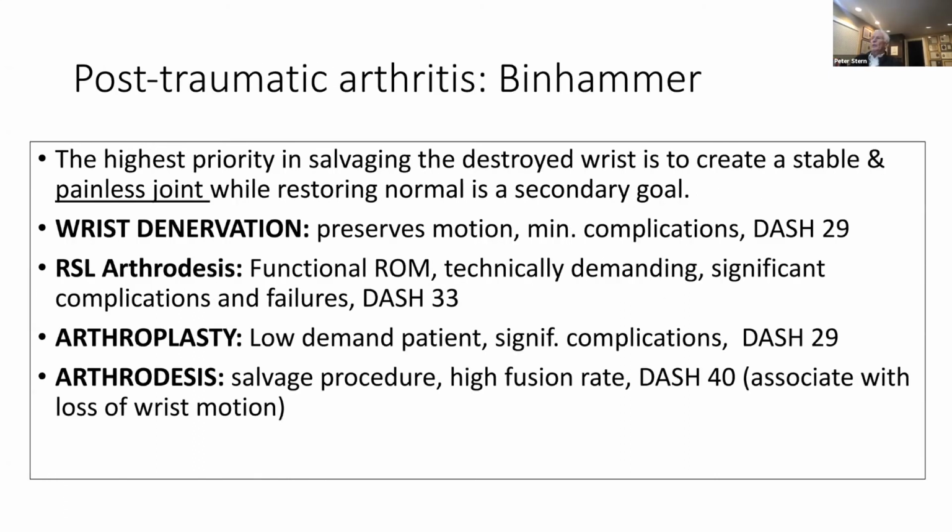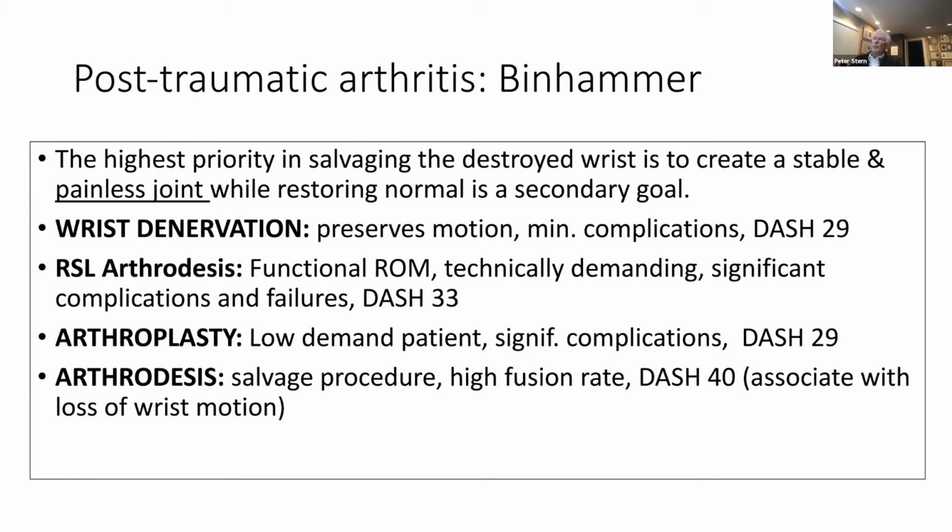Next, Paul Benhammer talked about post-traumatic arthritis. And again, he stated that the highest priority in salvaging the destroyed wrist is to create a stable, pain-free joint. He talked about several procedures, all of which were incredibly well documented with the literature. Wrist denervation, it's a simple procedure. It preserves motion. Complication rate, of course, is low, but a fairly high DASH score of 29.